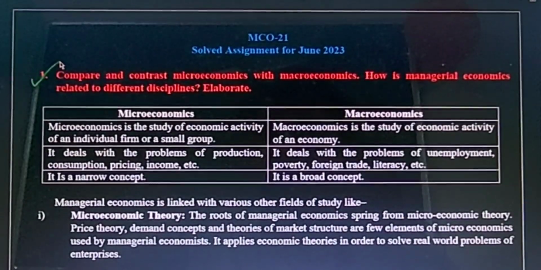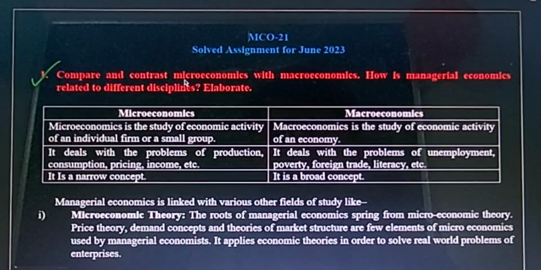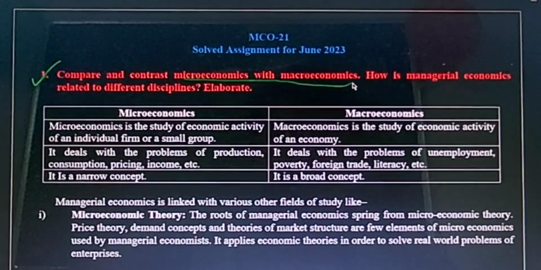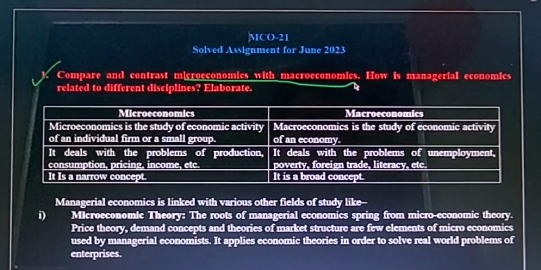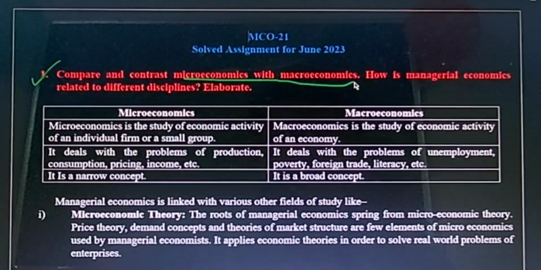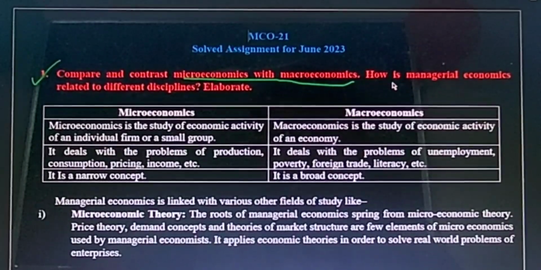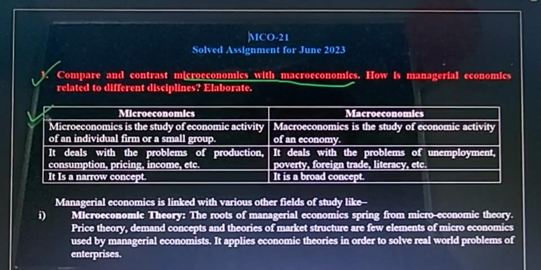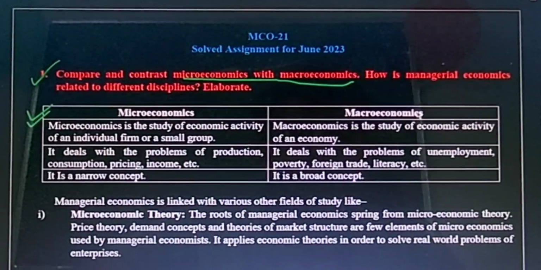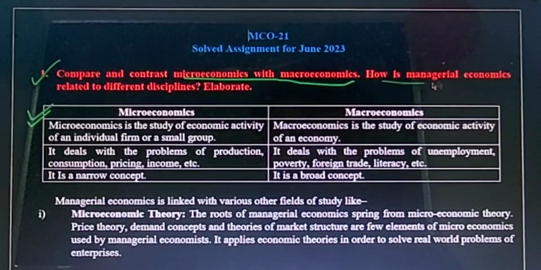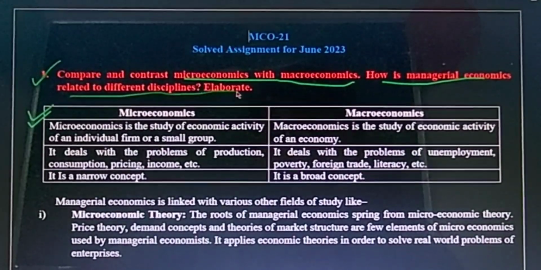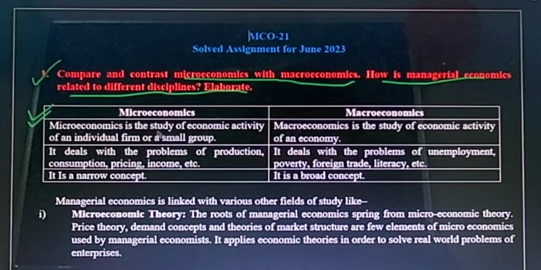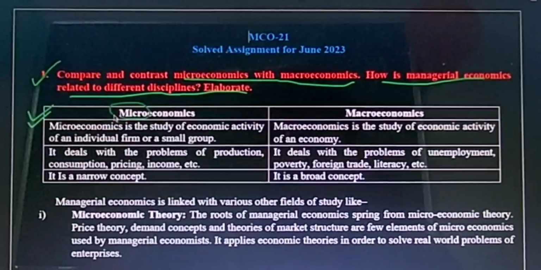The first question is compare and contrast microeconomics and macroeconomics. We have heard about this many times before in class 11 and 12 also. And here you have to write the difference between micro and macroeconomics, right? And one more question in this part, that is, how is managerial economics related to different disciplines? Elaborate your answer. So micro, as the name implies, micro, that means small.